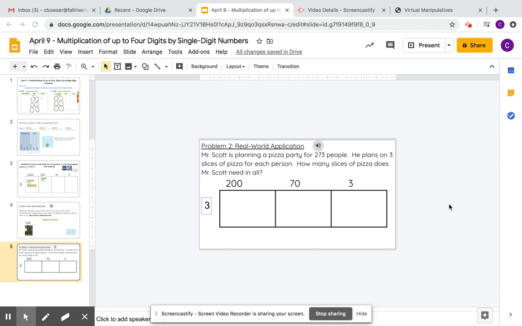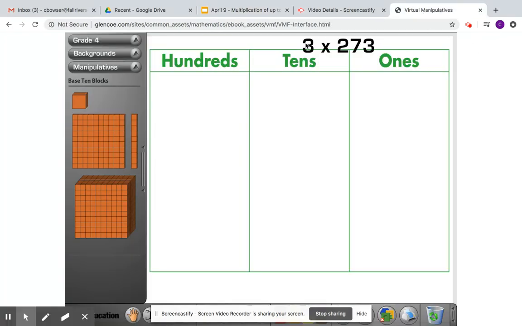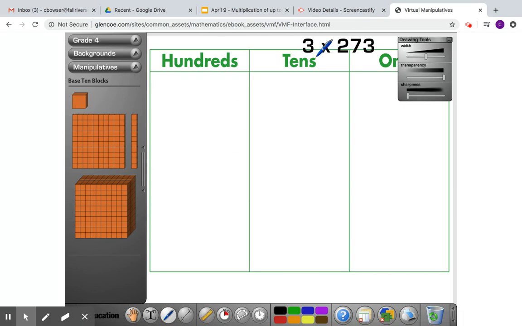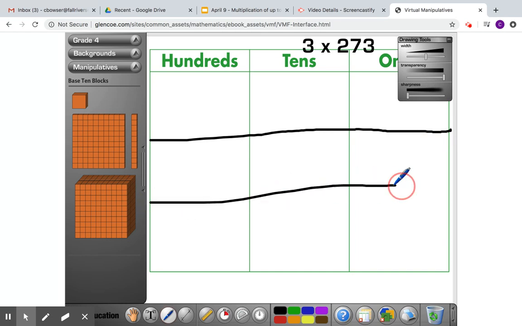But I set up an area model for everyone because we are multiplying 3 times 273 to figure out the total number of slices. So I'm just going to switch pages. I wrote our equation here, and I am going to split this hundreds chart into 3 groups to show the 3 times our 273. So the first group is going to be the first row. So we have 1 group, 2 groups, 3 groups.